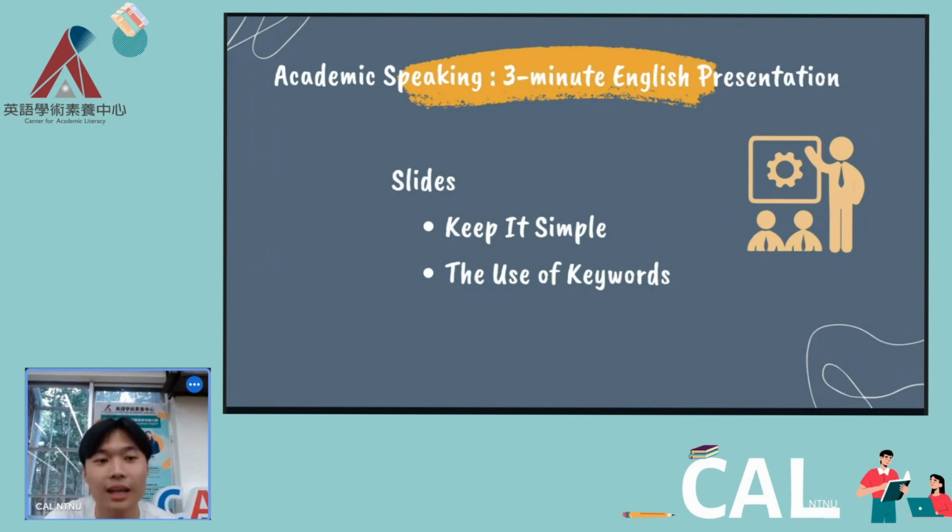Okay, and the last one I want to talk about is the slides. There are two main points that I want to talk about. The first one is that you have to keep it simple. Just keep it as simple as it could be, because you don't want to put too many details in a single slide. For the competition that I joined, we could only upload one whole slide.